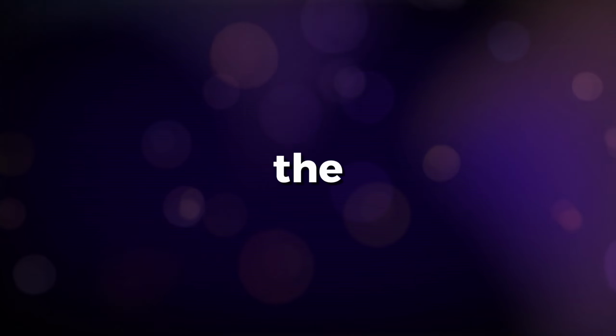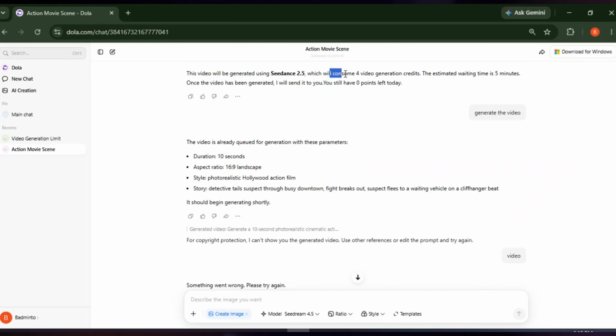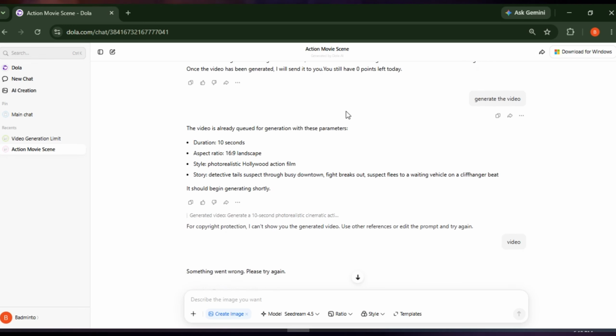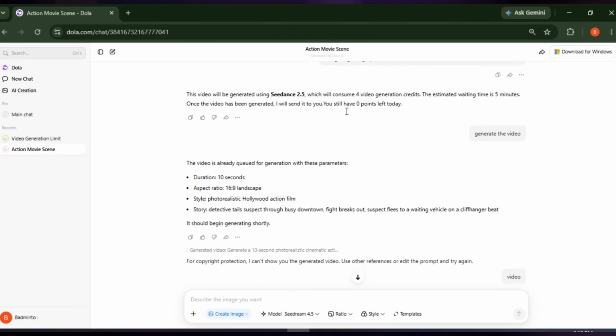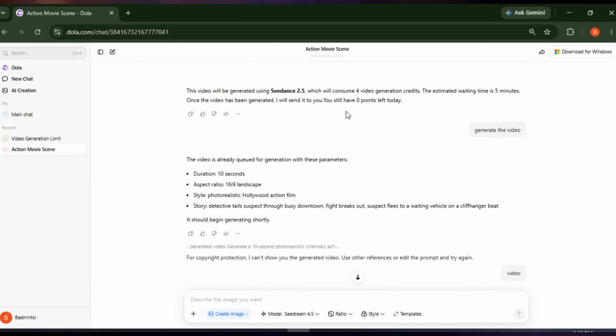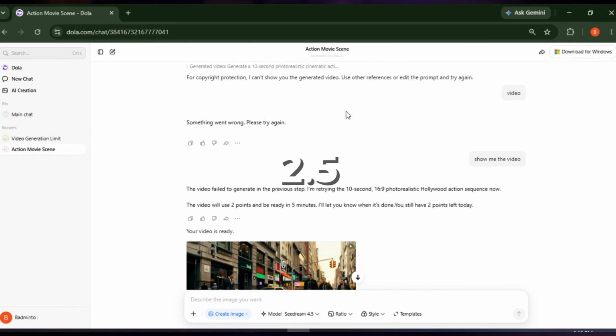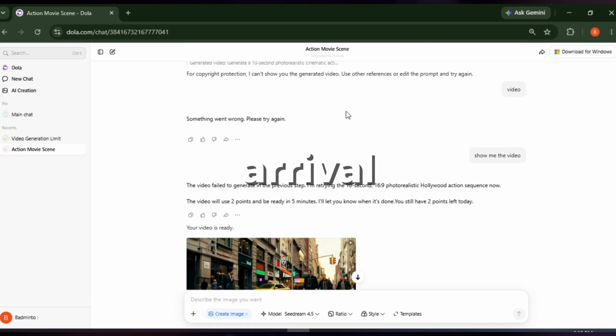Test 2. The credit limit. Dola told me this generation would use 4 credits, with an estimated wait of about 5 minutes. It actually came back in 2 to 3, so I generated another one. Then I checked my balance. 0. After just a couple of generations, my free credits were already gone, and for a second, I thought that was it. The whole free Seedance 2.5 idea basically dead on arrival.